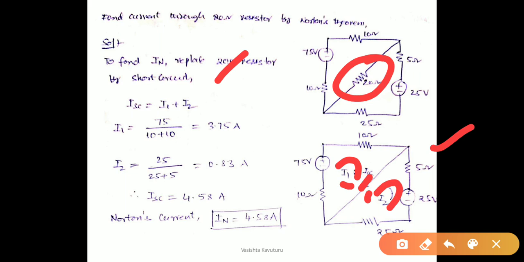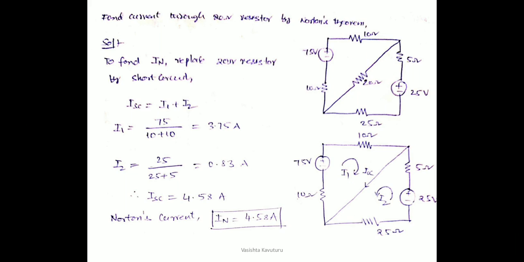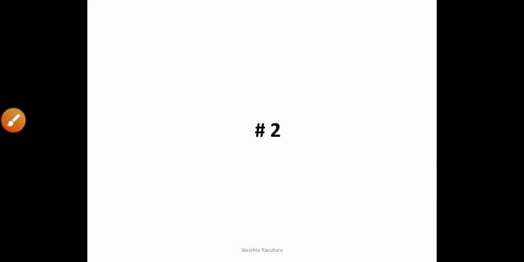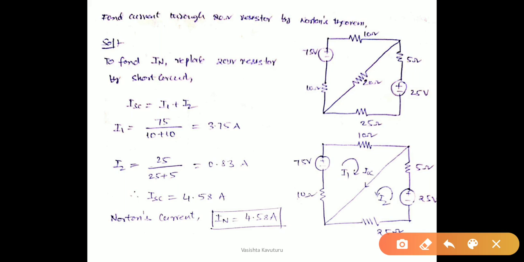Therefore ISC, the short circuit current, is nothing but the summation of the two currents. ISC is equal to I1 plus I2, where I1 is the current in the first loop. It is calculated as 75 by the sum of the two resistances, 10 plus 10, 20, therefore 3.75 amperes. And I2 is the current in the second loop. Therefore I2 is equal to 25 by 25 plus 5, 30, therefore it is 0.83. Since these two currents are in the same direction, ISC is the summation of the two currents.